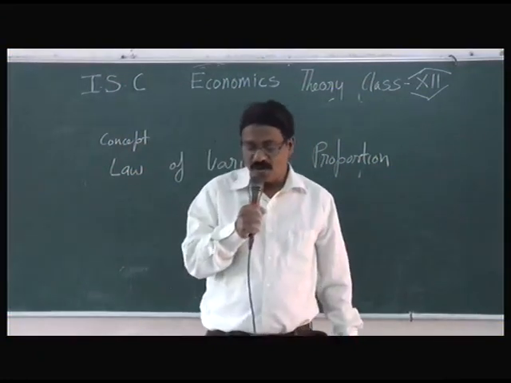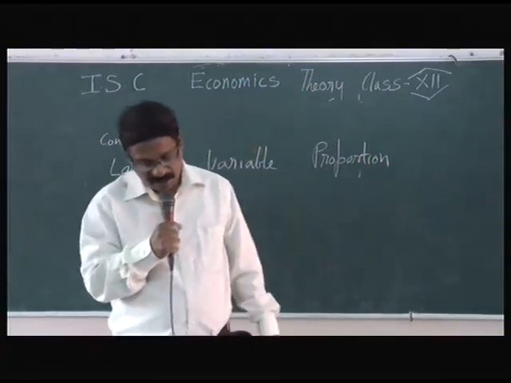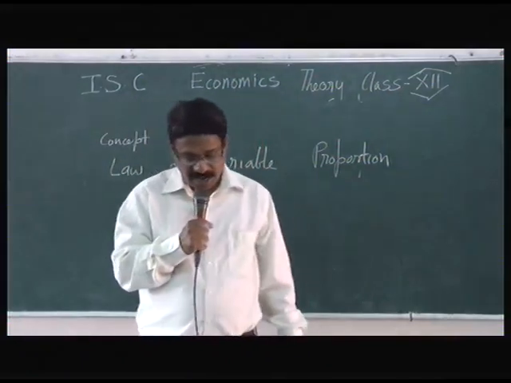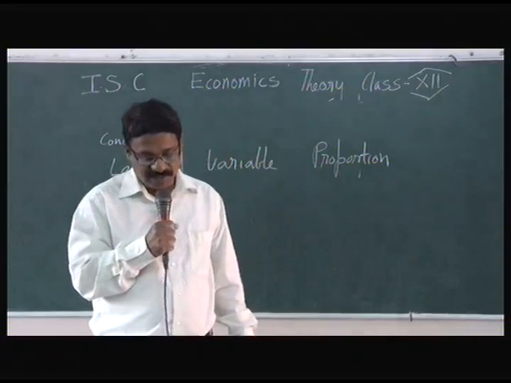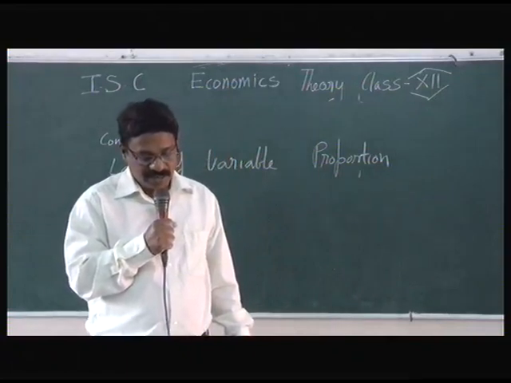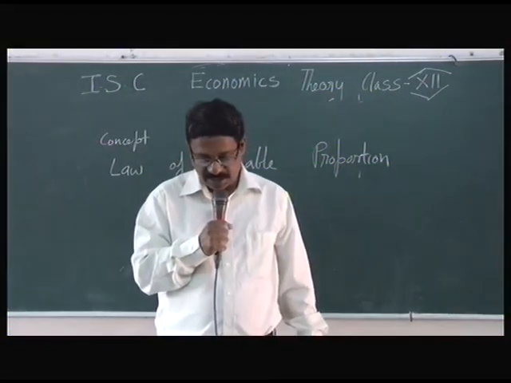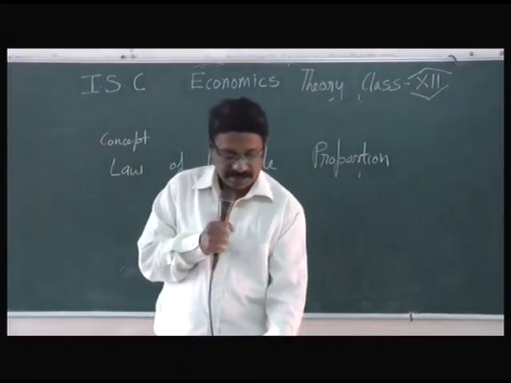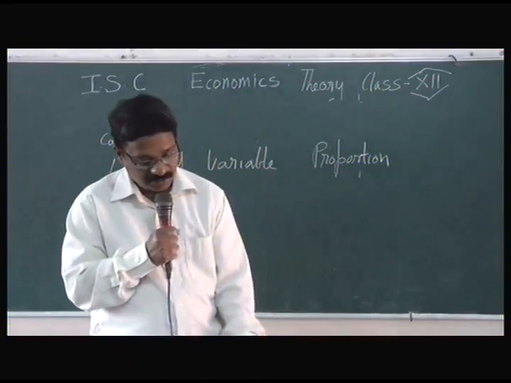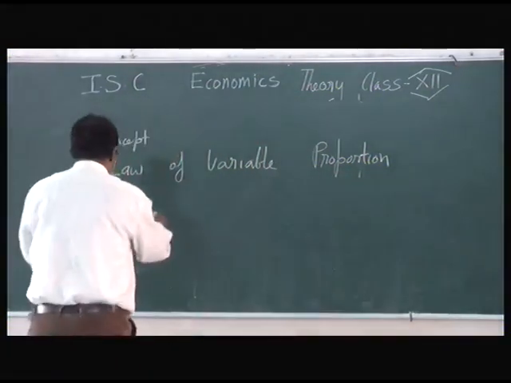I repeat, the law of variable proportion states that as more and more units of a variable factor are applied to a given quantity of fixed factors, the total product may increase at an increasing rate initially, but eventually it will increase at a diminishing rate, and the marginal product of the variable input will eventually decline. I'm coming to the TP.